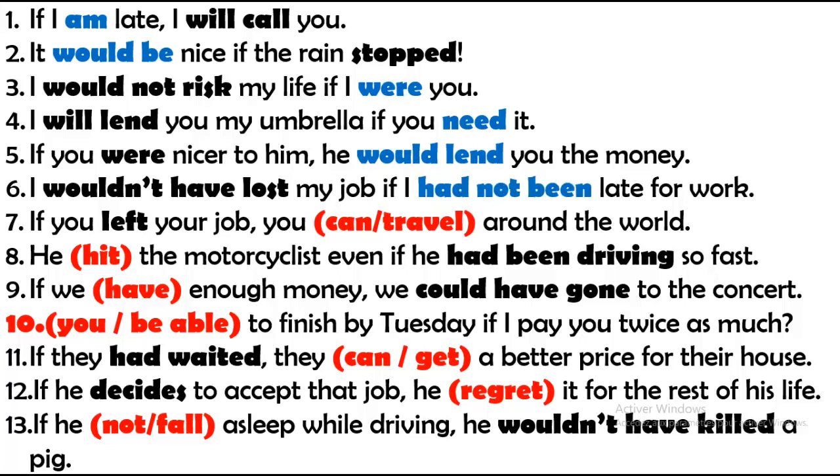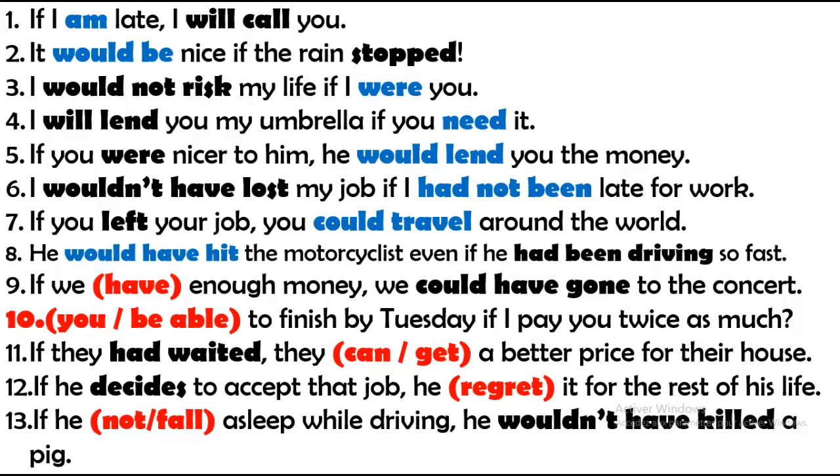Number 7, if you left is the preterite, it goes with a simple conditional, could travel. Number 8, he to hit the motorcyclist even if he had been driving so fast. So had been driving, past perfect continuous goes with the past. So had been is the past perfect. Past perfect goes with the past conditional, would have hit.